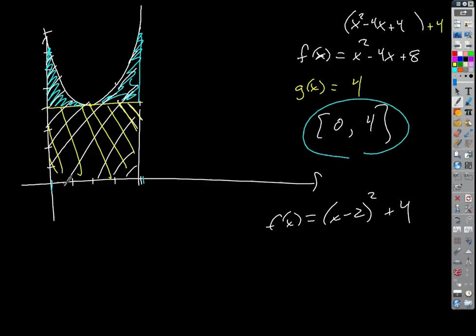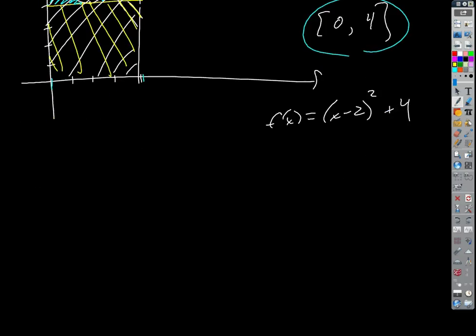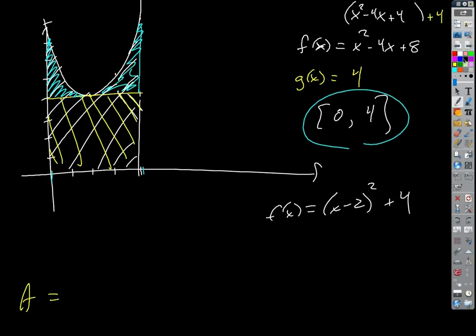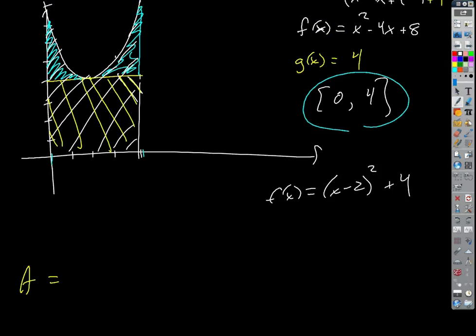If we set this up, if we want to find the yellow area, how do I write the area under the white graph? Yeah, so it's going to be the integral from 0 to 4 of, well, just that, right? Just f of x. Might as well leave it.